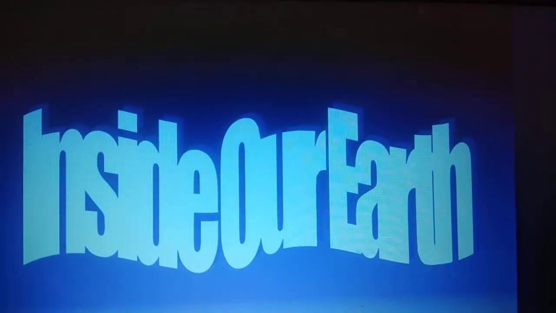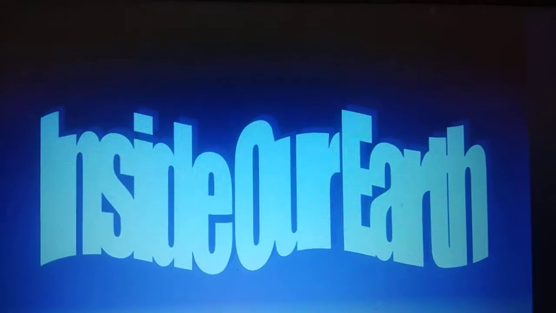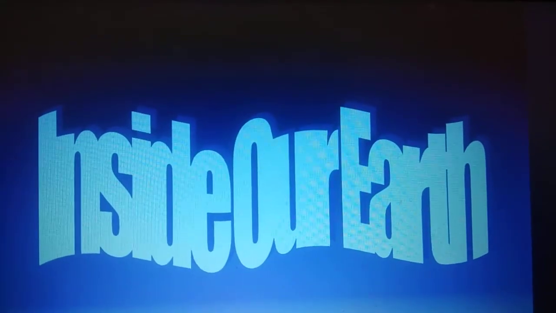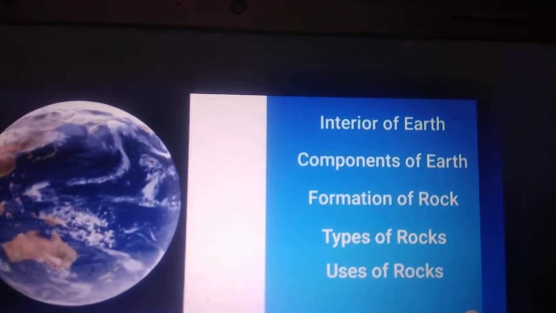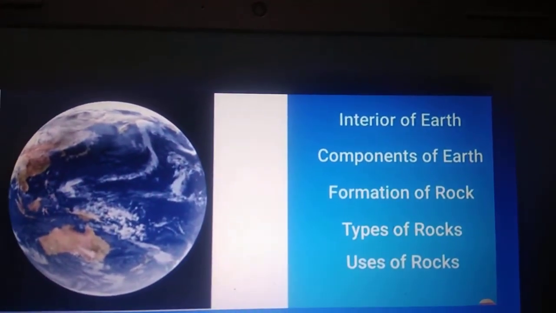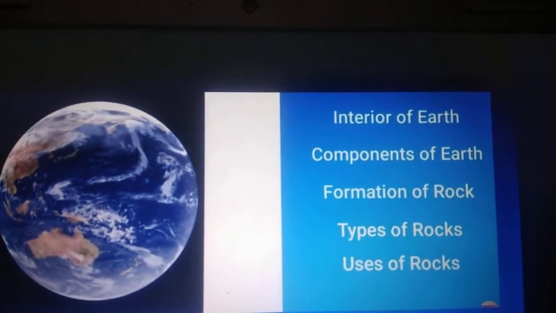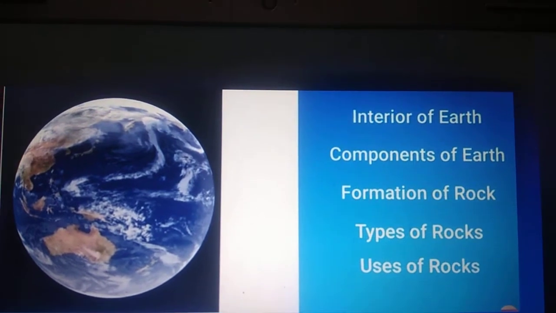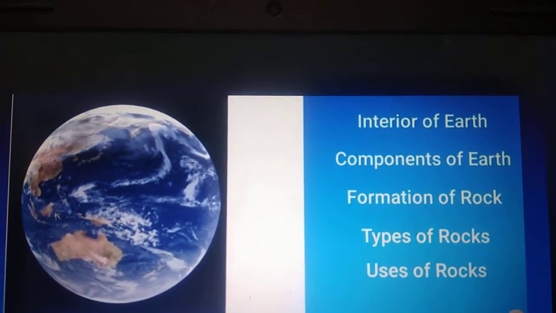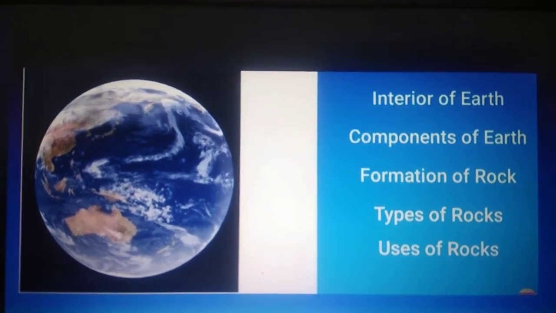Children, today we are going to start with the second chapter of your geography lesson, Inside Our Earth. Now, what are we going to learn in this lesson? Let me tell you. We are going to learn the interiors of the earth, what is inside the earth, what the earth is made of, components of the earth, how rocks are formed, types of rocks, and uses of rocks. So, these are the main headings of your chapter, which we are going to cover in detail.